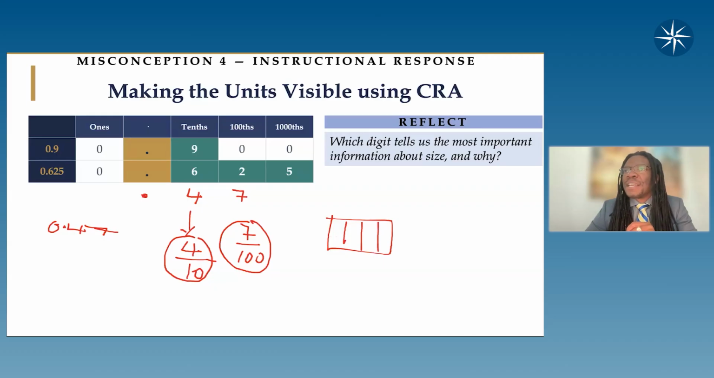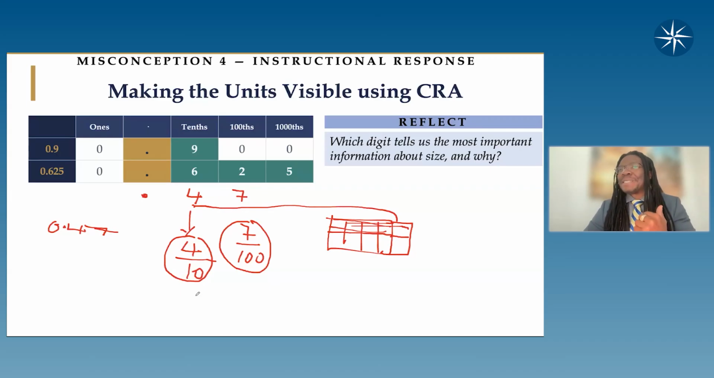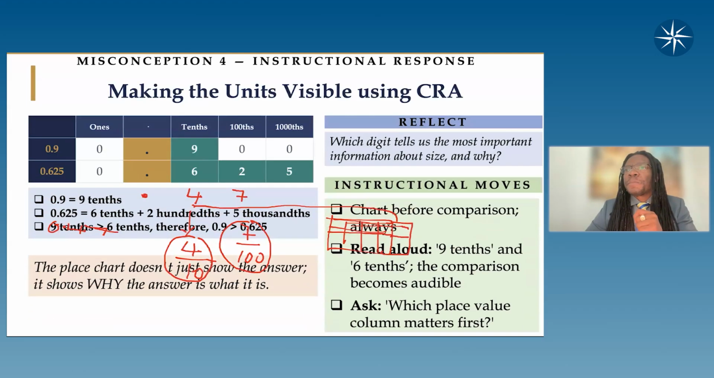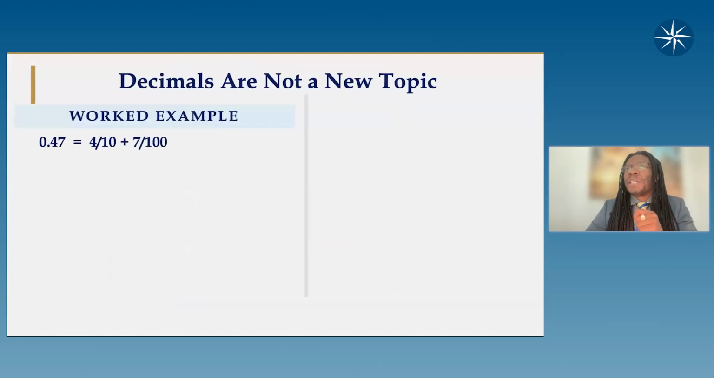Because if we have 4/10 here, there is no clear way that they could convert this to this up here. But with this place value chart, they actually can see that. So 0.47, let's go back to where we were, is the same as 4/10 plus 7/100.